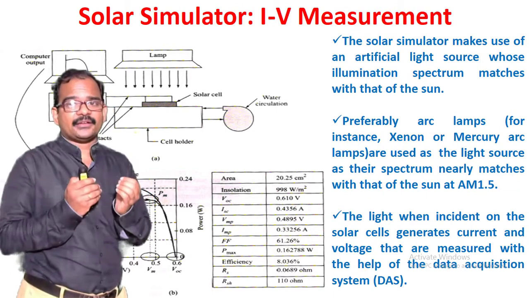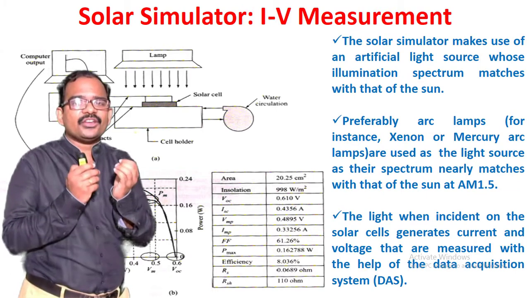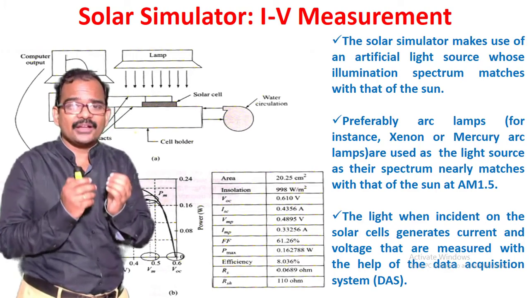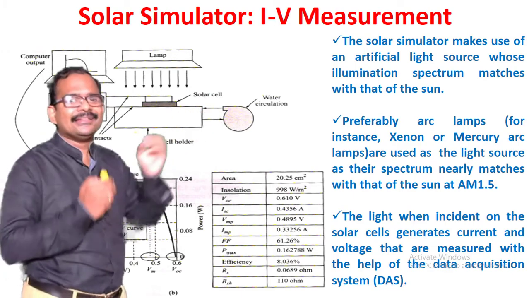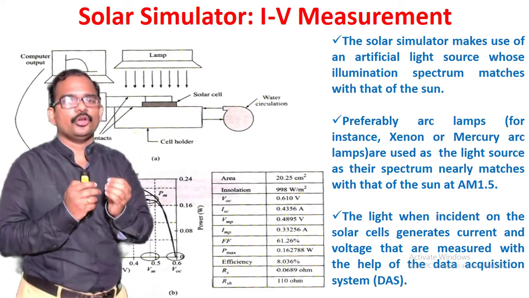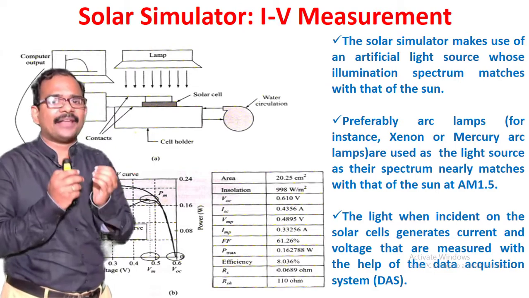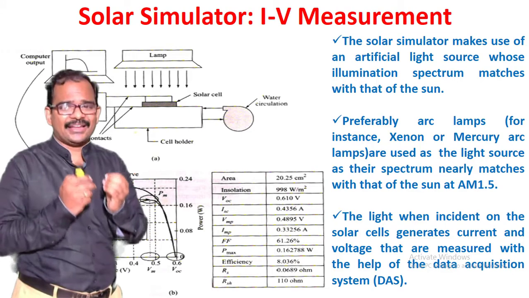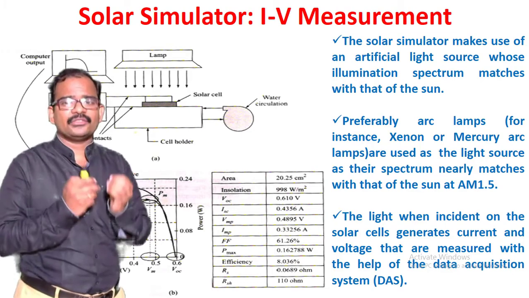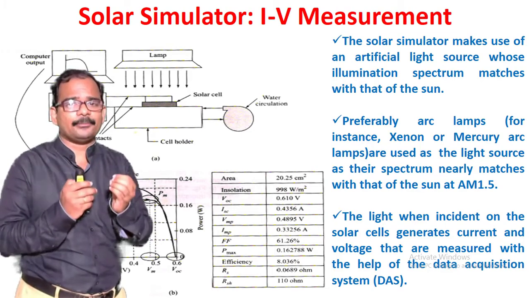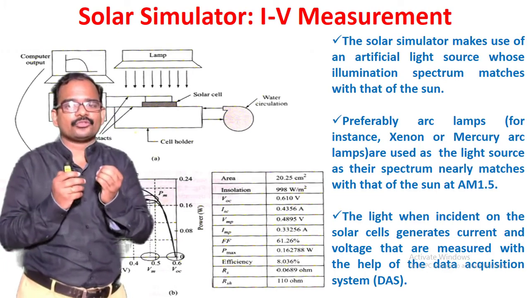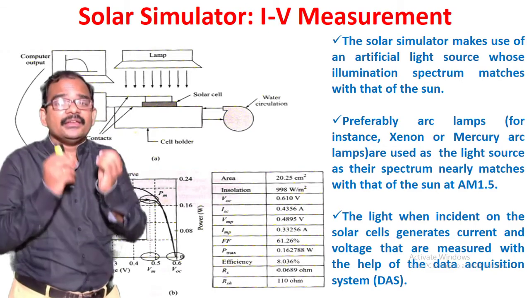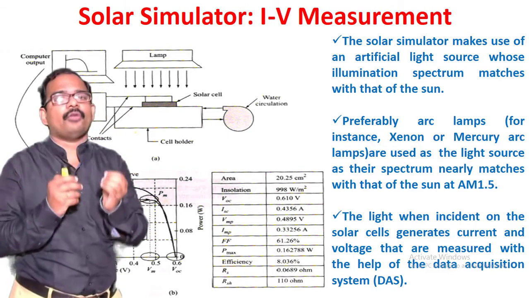In the solar simulator, we use an artificial light source whose illumination spectrum matches with that of the sun. You can see a lamp over here. This is an artificial light source whose illumination spectrum matches with that of the sun. Preferably arc lamps, for instance, xenon arc lamp or mercury arc lamps are used as a light source as their spectrum nearly matches with that of the AM 1.5 spectrum of the sun.